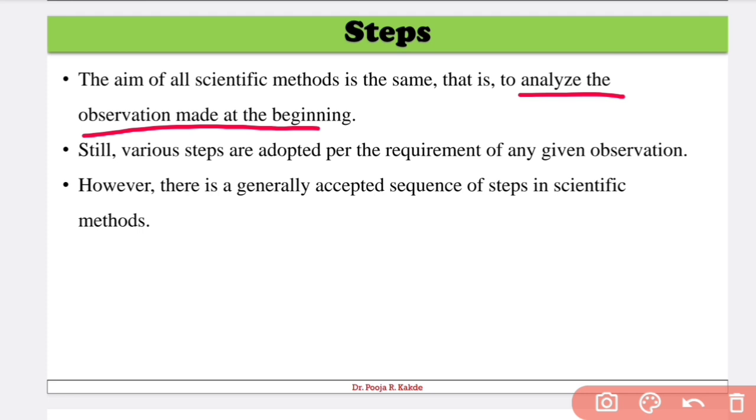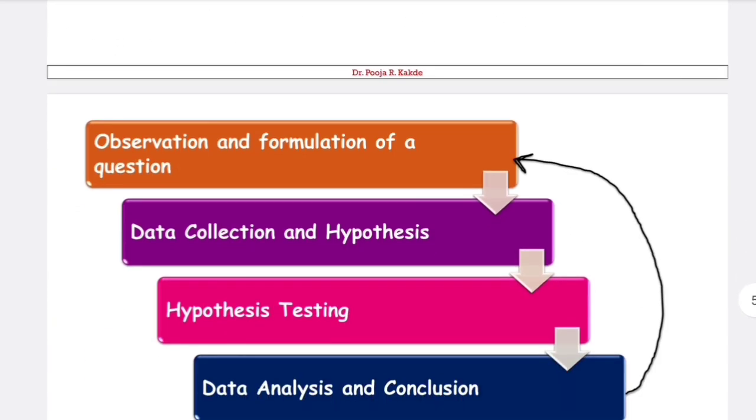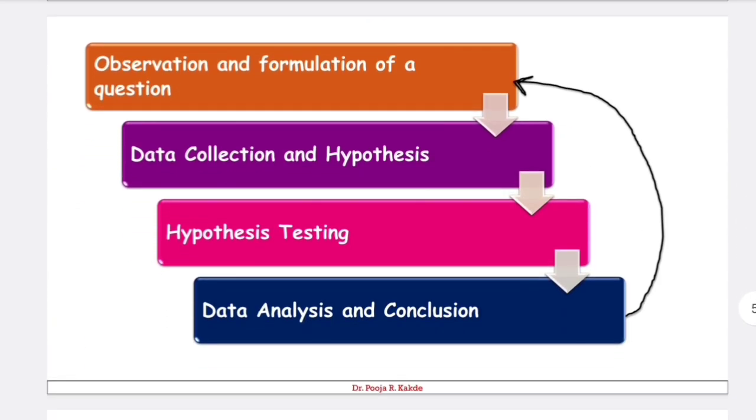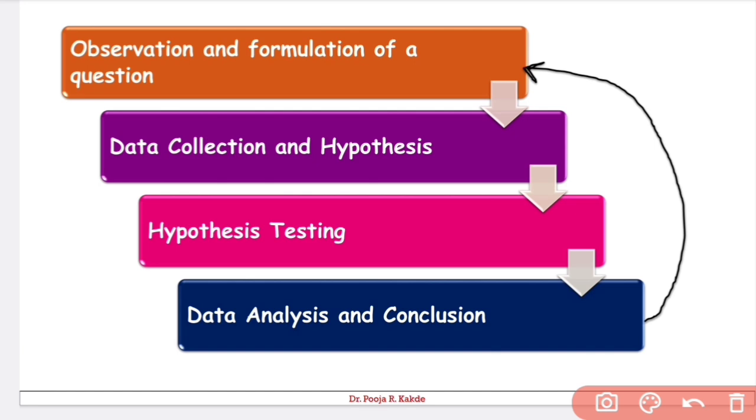Those steps may vary slightly depending on your research problem, but whatever kind of research it may be, all those researches adopt these steps. These are common to all kinds of research. The first step is having an observation. That means you will have some kind of question. Now you will perform an experiment to solve that research problem.